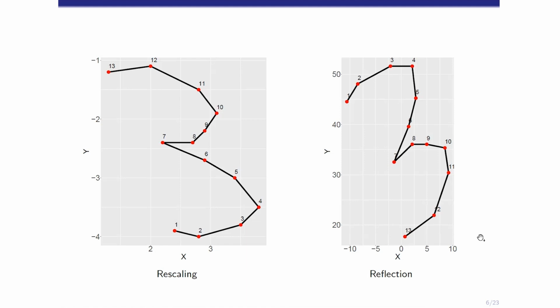Another possible transformation is reflection. This looks like a rotation, but it's not, because here you have the first landmark, now it's here, and now it's here. This is a reflection. For the three, maybe we can allow a reflection, but there are other objects that, if you reflect them with respect to some axis, are a different object. Okay?